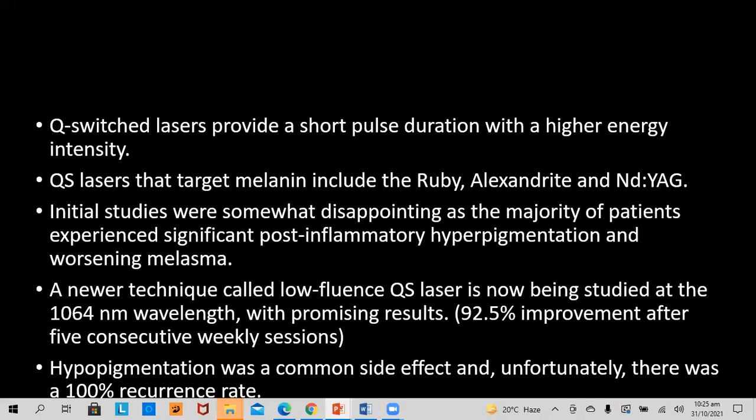Hyperpigmentation is another side effect, again occurring when a high fluence laser is used, and this hyperpigmentation takes a lot of time to clear. And whatever the result of laser treatment for melasma, there is 100% recurrence rate of melasma. So just make the patient clear that use of lasers for this treatment does not guarantee that the pigmentation is not going to return.